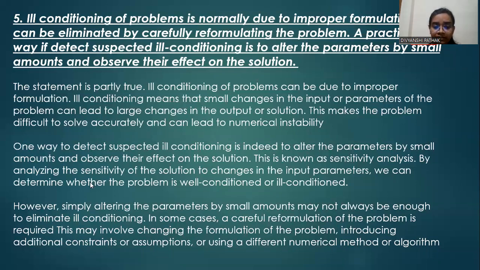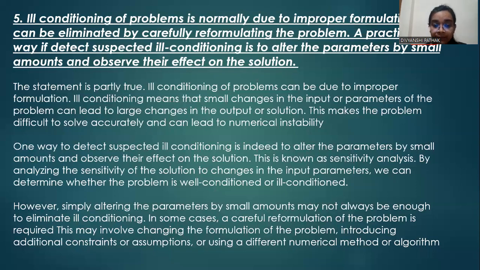However, simply altering the parameter by small amount may not always be enough to eliminate ill conditioning. सिर्फ पैरामीटर्स को चेंज करके और वैल्यूज को इक्वेट करने से it is not enough to eliminate ill conditioning. So, in some cases, a careful reformulation of the problem is required. तो हमें reformulation करना पड़ता है, like algorithm को change करना पड़ता है, numerical method को change करना पड़ता है to remove the ill conditioning.